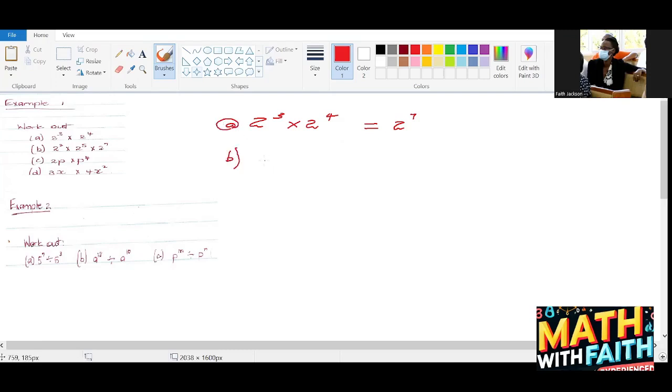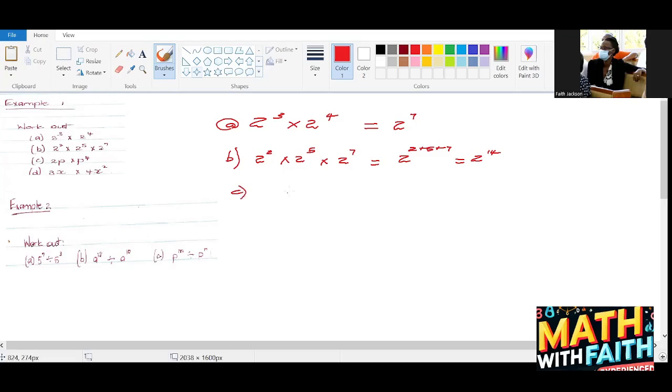B says 2 squared by 2 to the 5 by 2 to the 7. Now, just because we have 3 bases doesn't mean we don't know what to do. The same thing applies. Since all the bases are 2, we can add all the indices. So this will be 2 to the power 2 plus 5 plus 7. 2 plus 5 is 7, plus 7 is equal to 14. So that's 2 to the 14.